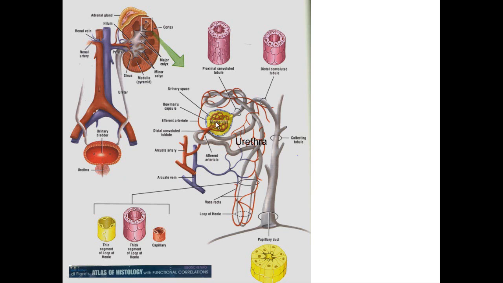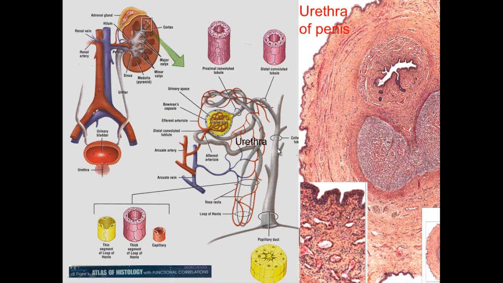We showed here the different components of a nephron, and here is the urethra of the penis, which is the opening of the penis. You see there's cavernous tissue in through here, which is responsible for filling up with blood and causing erection. There's also erectile tissue around the urethra too to hold it open during the erection.